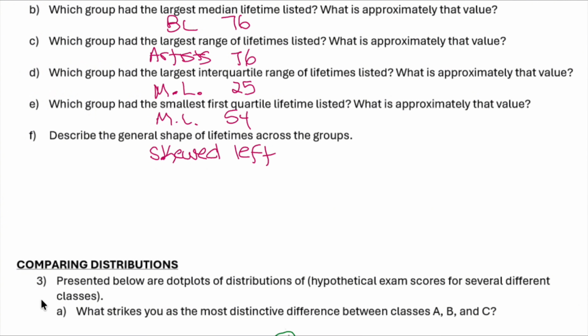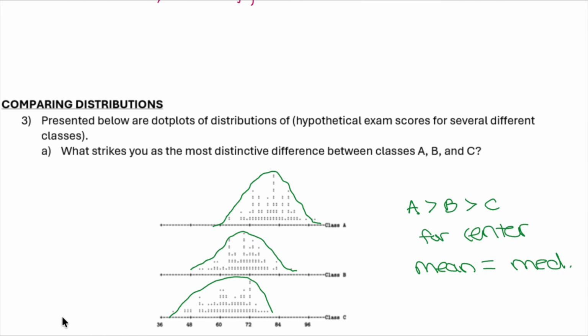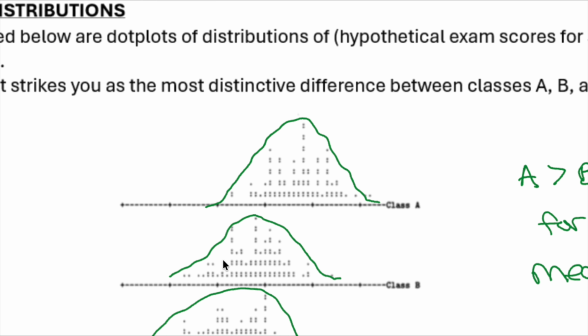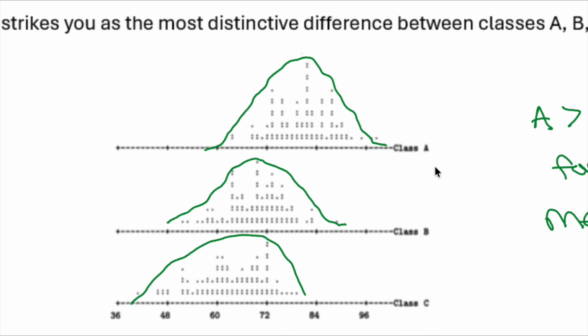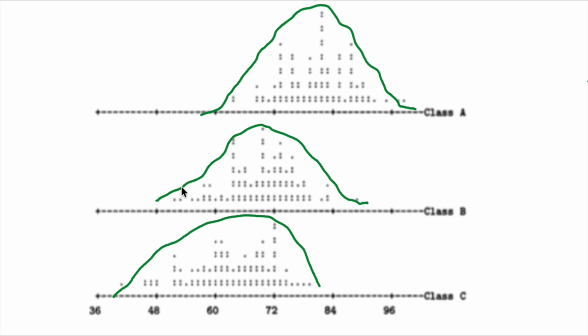Comparing distributions. Question 3. Presented below are dot plots of distributions of hypothetical exam scores for several different classes. Part A. What strikes you as the most distinctive difference between class A, B, and C? So this question asks us to compare the three graphs in here. So this is for class A. Sorry, I think the font is too small. It's kind of hard to see, so I will zoom in a little bit. So this is class A, and this is class B, and this is class C.